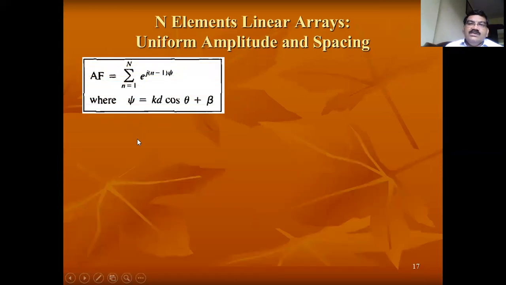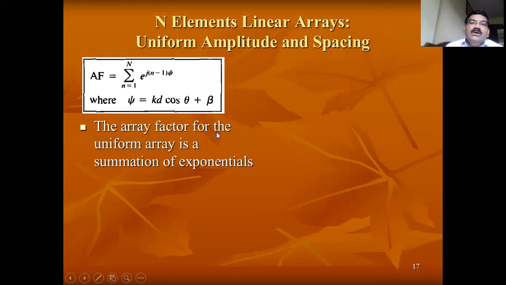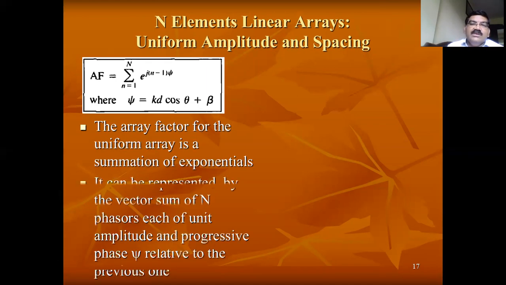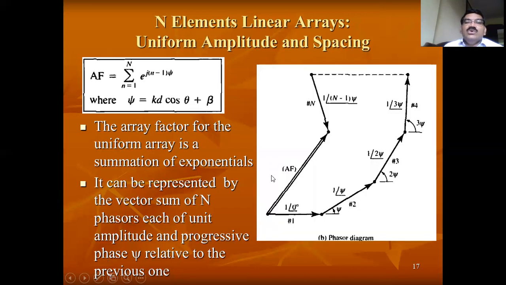Now the array factor for the uniform array is the exponential summation, so it can be represented by the vector sum of N elements. All the N elements have a vector sum, with each phasor of unit amplitude and a progressive phase psi relative to the previous one. What does it mean? Here the example is given.